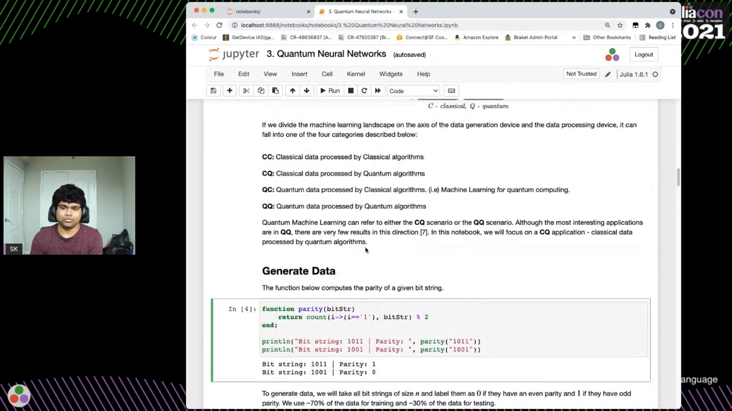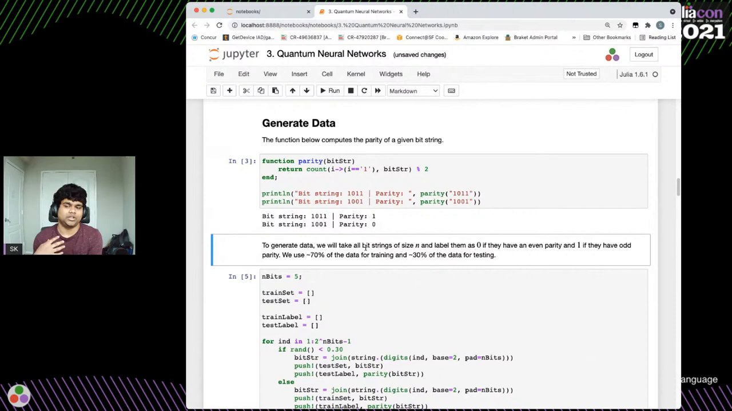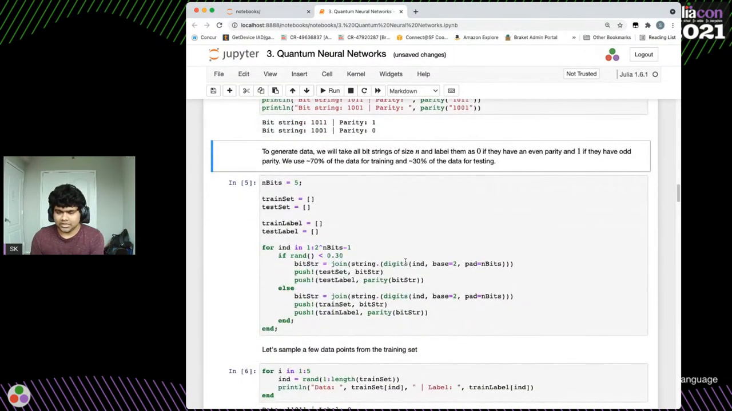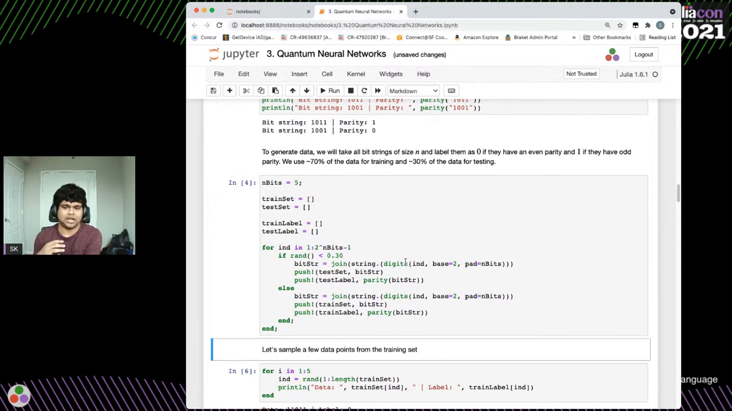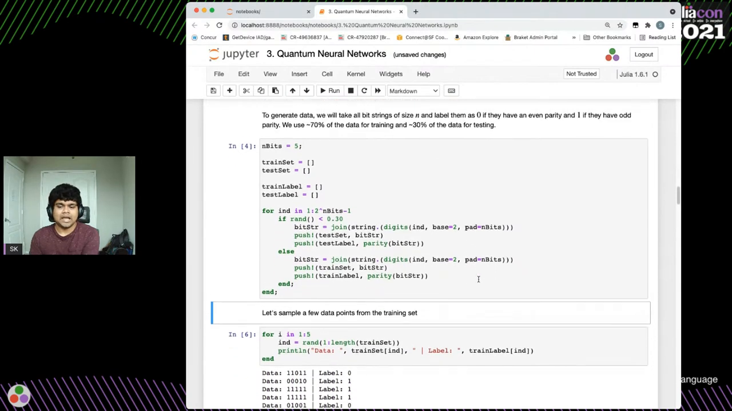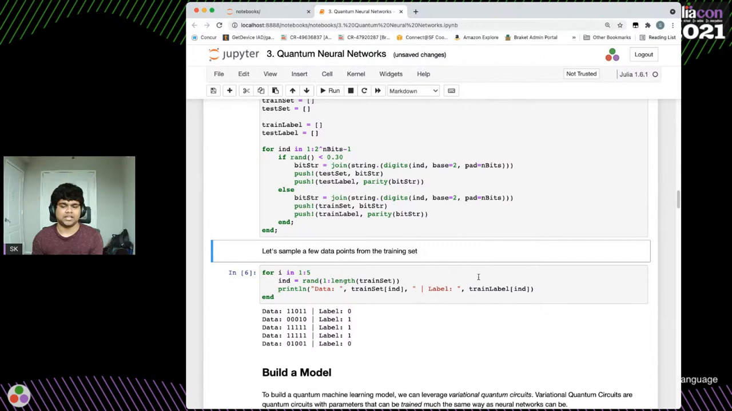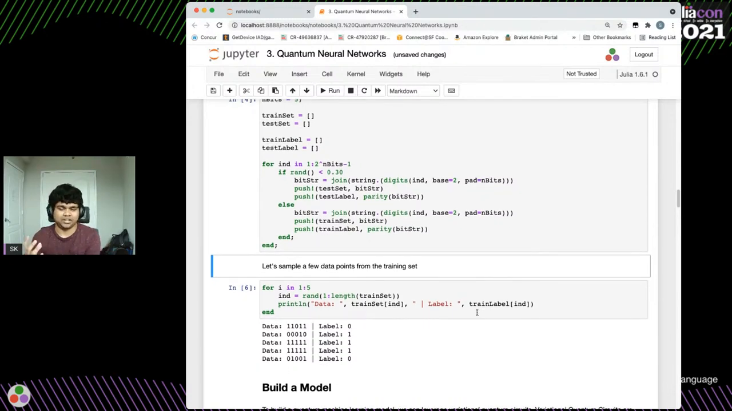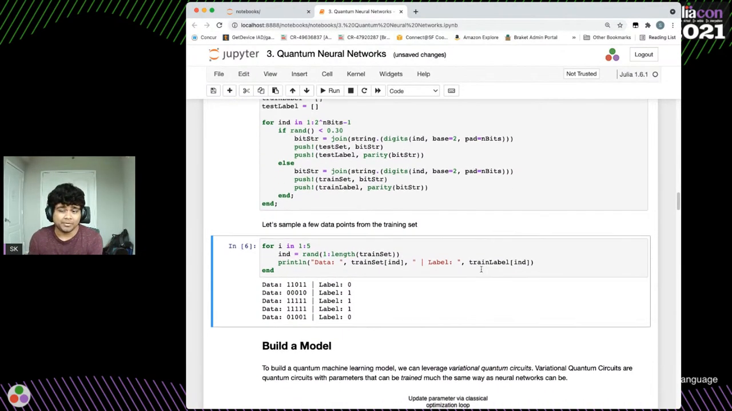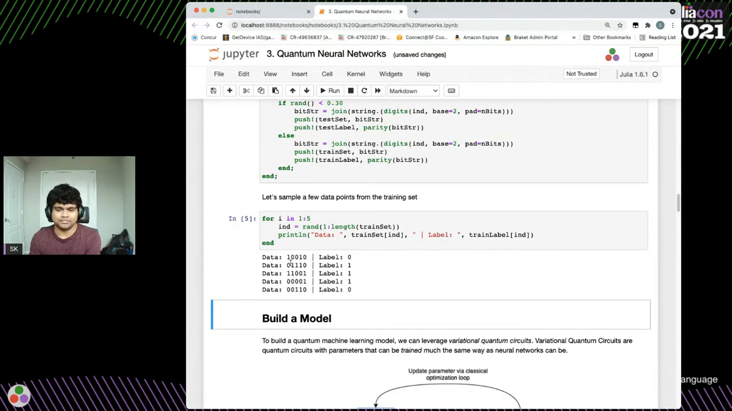Right, so we first define a function to generate the parity of a bit string. If you give it a bit string, it would tell you what the parity of that bit string is. And then for any given n, we can generate all of the bit strings for that n bits. So if your n bits was 5, then you're generating all of the bit strings between 0 and 2 to the power of 5, right? And then we split that data set into a 30% test set and a 70% training set. Of course, in this example, that's very little, but you'll see how that little data is enough for a problem that's not as complicated, right? So we can sample a few points from the training set. You'll see that this has 2 ones, and the label for this bit string is 0. And this has 3 ones, so the label for this is 1, right?